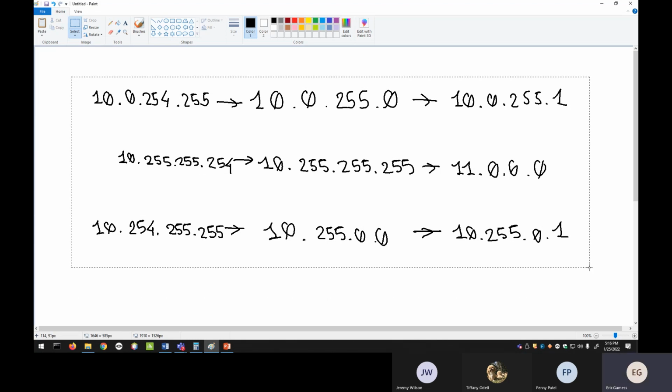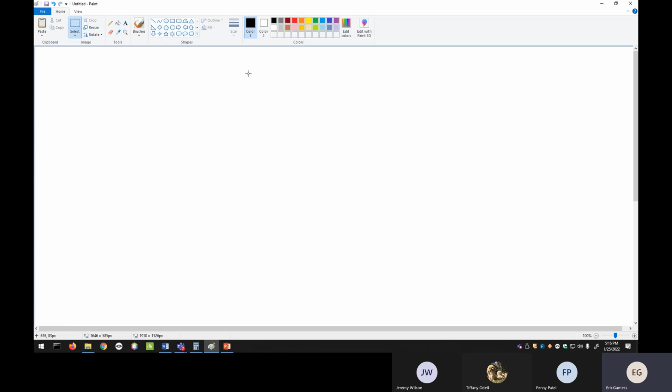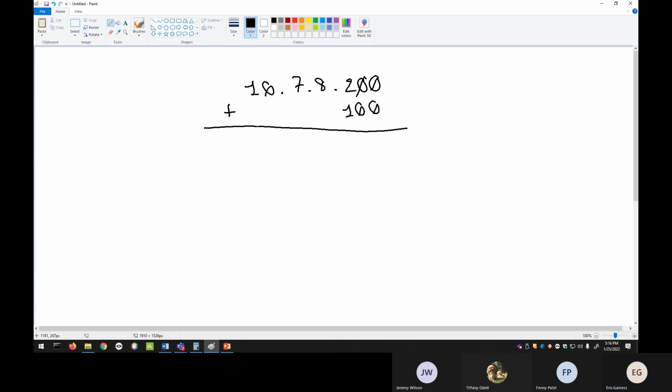Let's do another exercise to see if you understand things. Let's say that I have this IP address, 10.7.8.200. And I want to add 100 to this. So 100 IP addresses after, it will be what? So 200 plus 100 is how much? 300, isn't it?